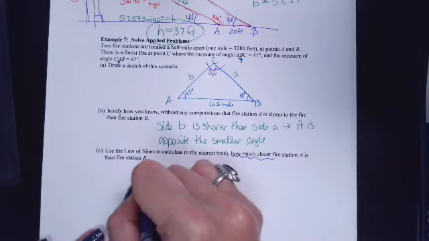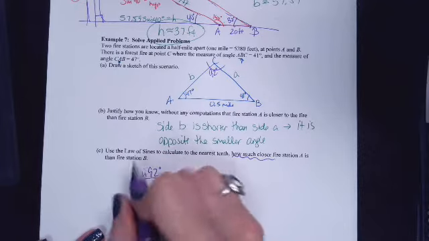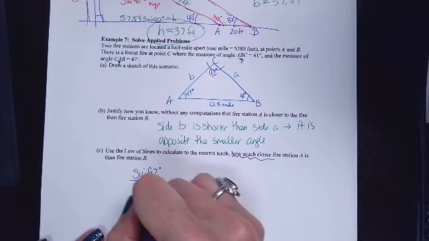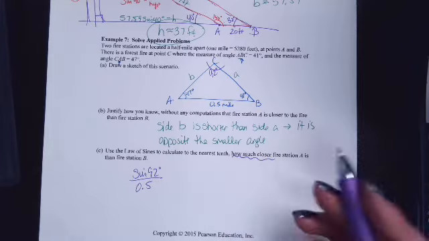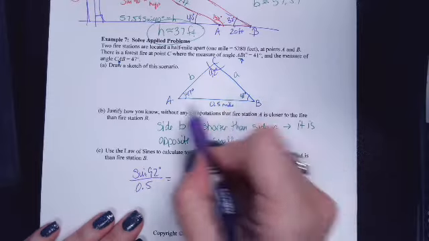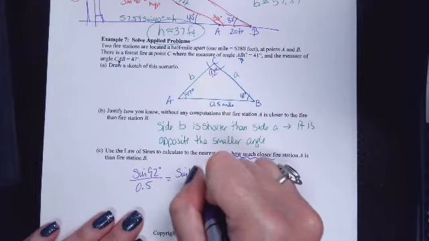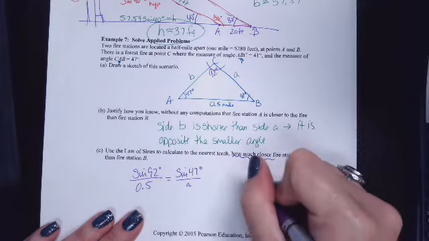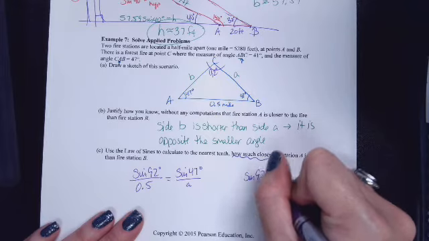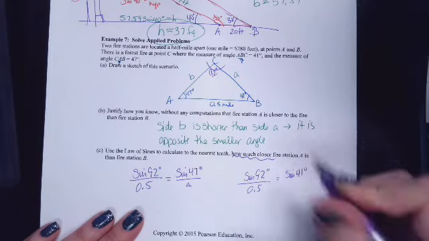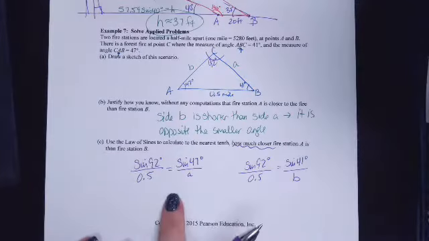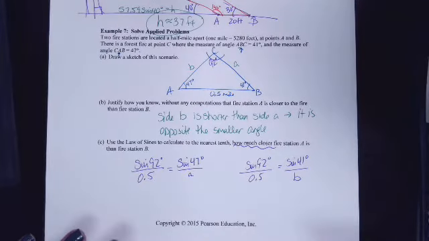So we're going to do sine of 92 degrees over, and I can leave this as half a mile because we're interested in an answer to the nearest tenth of a mile. We're not needing to switch to feet. So I'm going to do sine of 47 degrees over A first, and then we're going to come back over here and do sine of 41 degrees over B. So we'll find A and then we'll find B, and then we got to compare them.